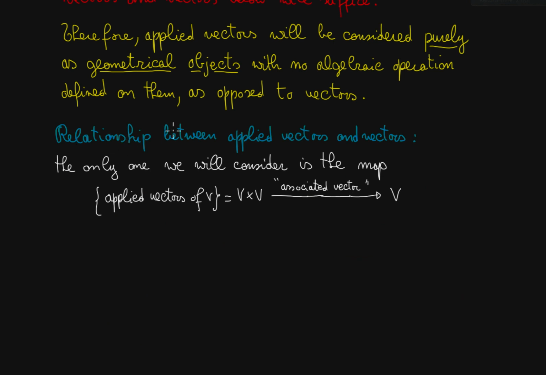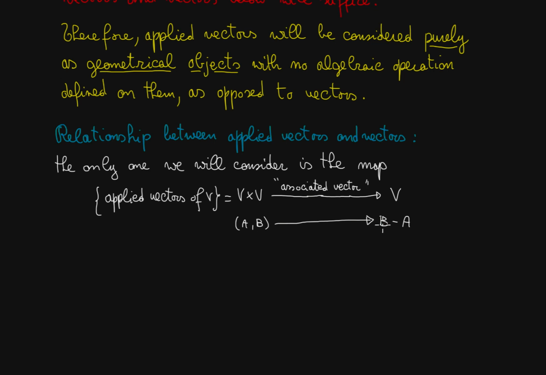There is a relationship between applied vectors and vectors. The one we will consider is the map that sends applied vectors, which by definition are pairs of vectors in a vector space V, so the applied vectors are inside the set Cartesian product of V by itself, to a vector in the vector space V. What's the definition of this correspondence? The pair AB is being sent to B minus A.